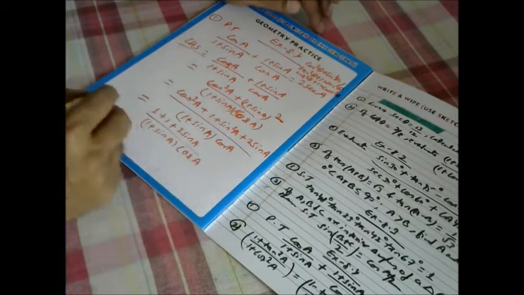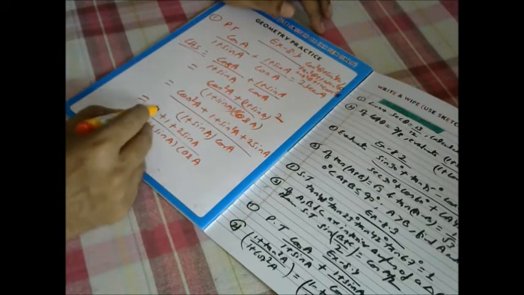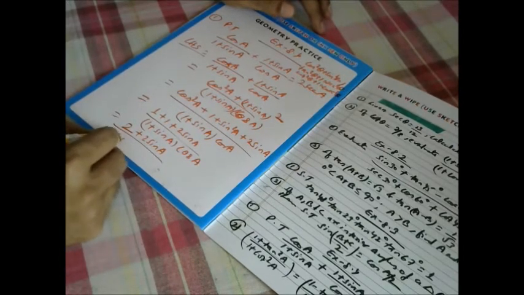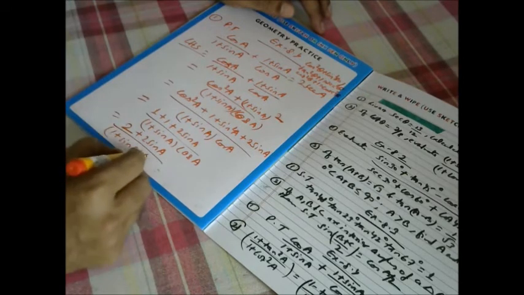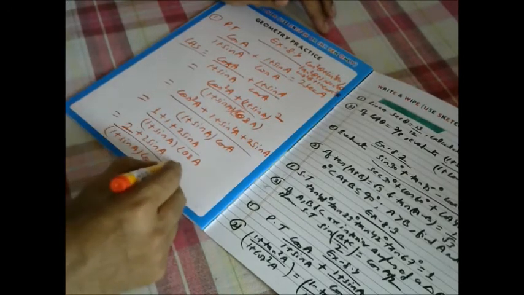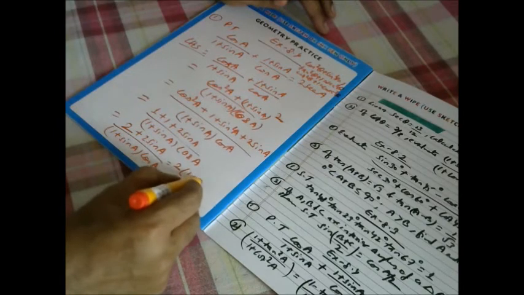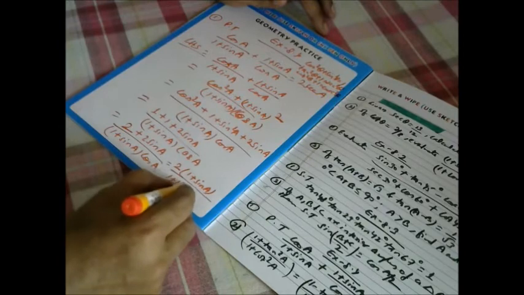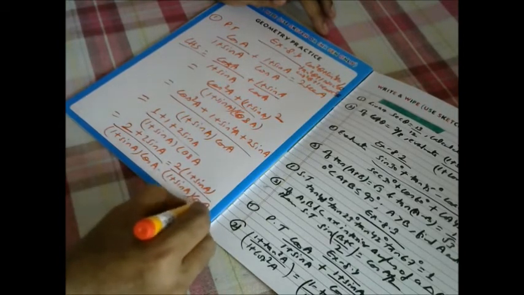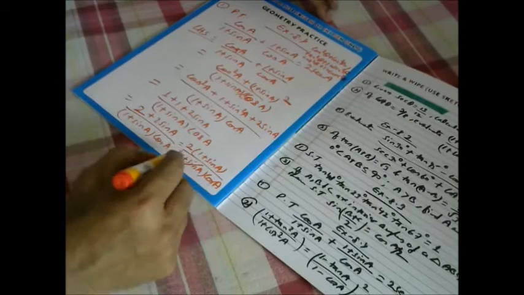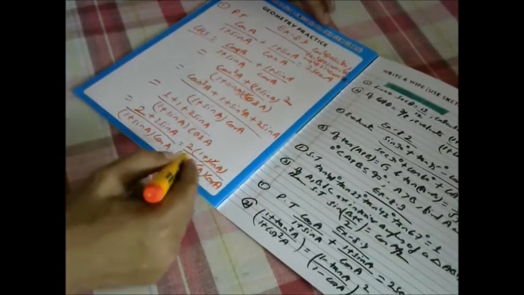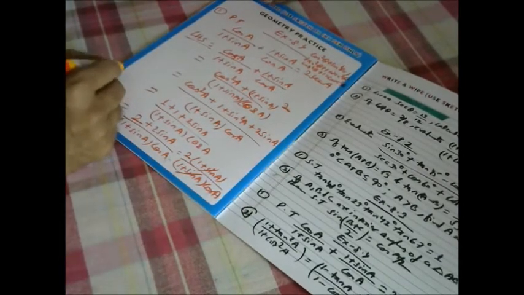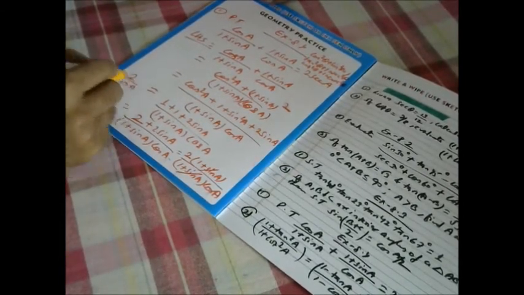So here it has become 2 plus 2 sin A divided by 1 plus sin A cos A. So we can write 2 in common, (1 plus sin A) divided by (1 plus sin A) cos A. This 1 plus sin A, 1 plus sin A has got cancelled. Left with what? 2 by cos A. Okay. So we are left with 2 by cos A.